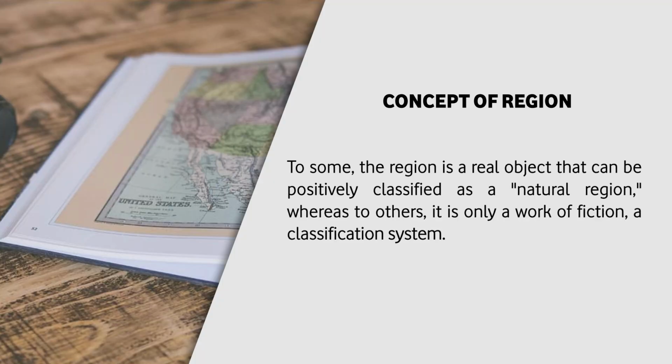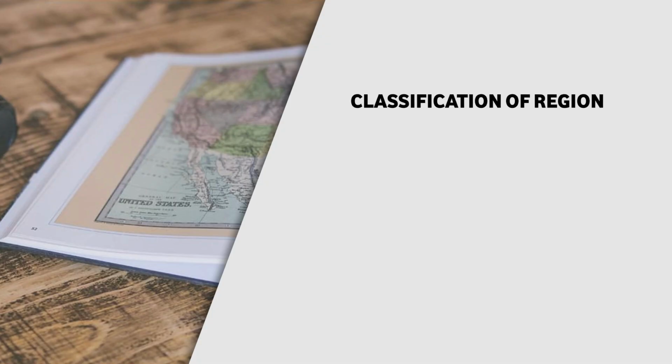To some, the region is a real object that can be positively classified as a natural region, whereas to others it is only a work of fiction, a classification system. Now talking about the classification of regions. So a region could be formal, it could be nodal, it could be a planning region.